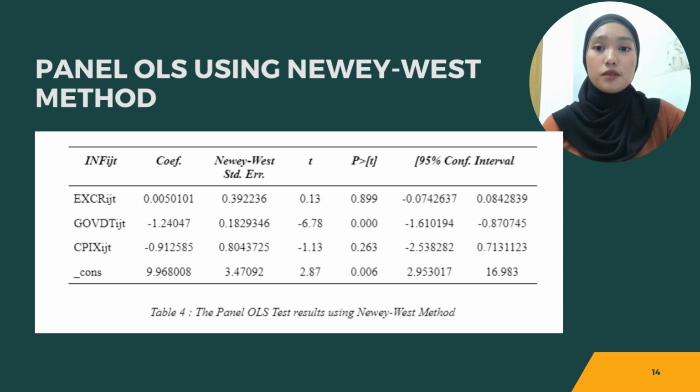We can see from the result that the exchange rate shows a positive relationship with the coefficient of 0.005, while government debt and consumer price index both show a negative relationship with coefficients of negative 1.24 and negative 0.91.